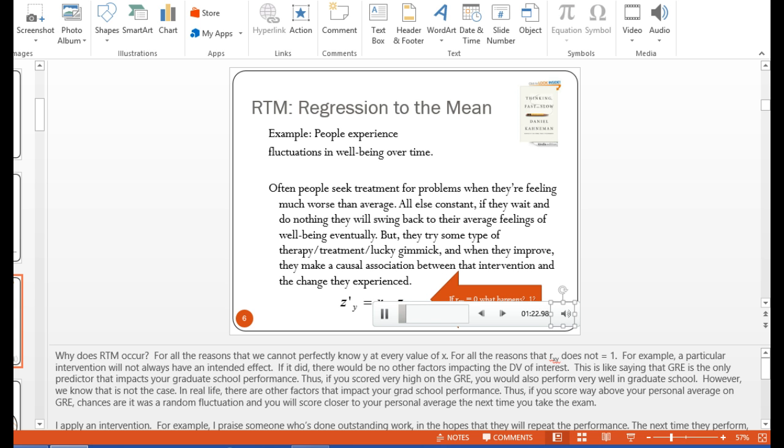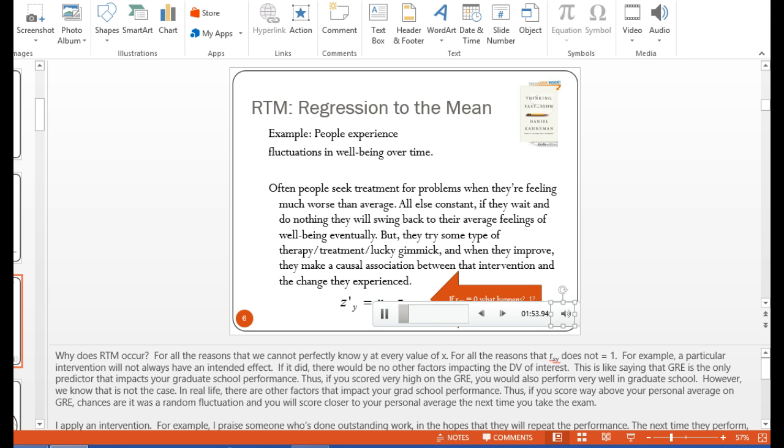So here's an example that I thought of. Individuals who are experiencing well-being levels that are way below their personal average are more likely to seek treatment, and that's an intervention that they're applying. However, when they get better, they immediately infer that the intervention helped, usually, when in reality, if they had not sought treatment, they probably would have bounced back to their own personal average of well-being eventually.